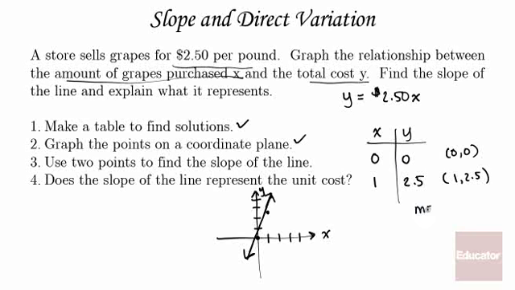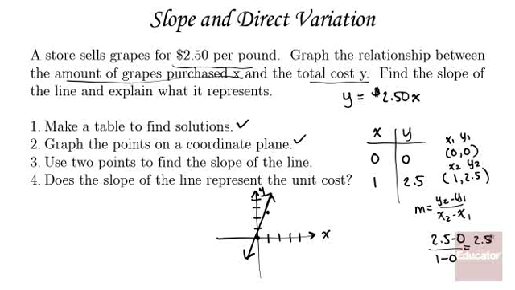So I'm going to use m equals y2 minus y1, change in y, over x2 minus x1, change in x. So here's x1, y1, x2, y2. So 2.5 minus 0 over 1 minus 0 equals 2.5 over 1. And that simplifies just to 2.5. So the slope is 2.5.